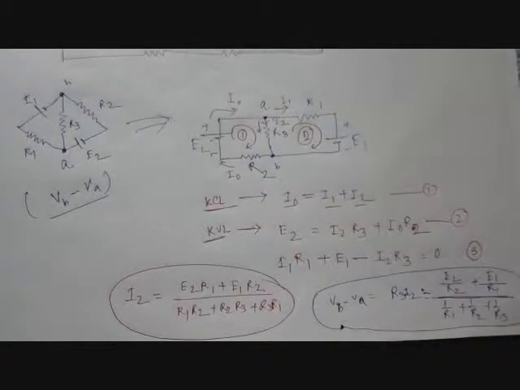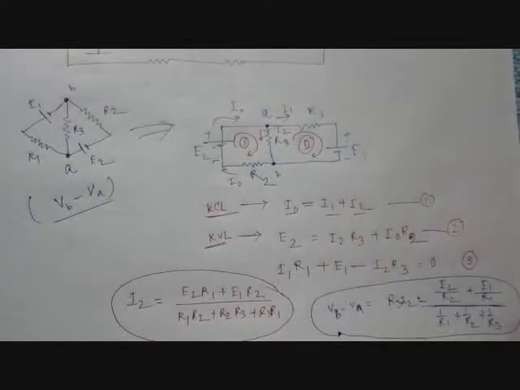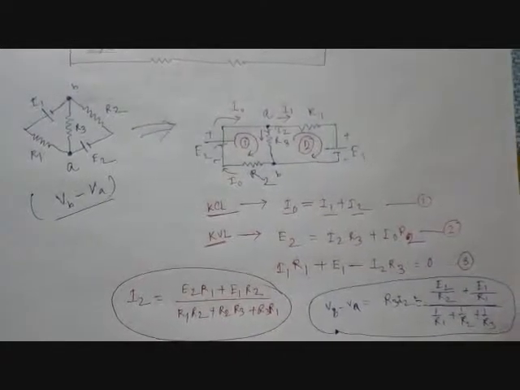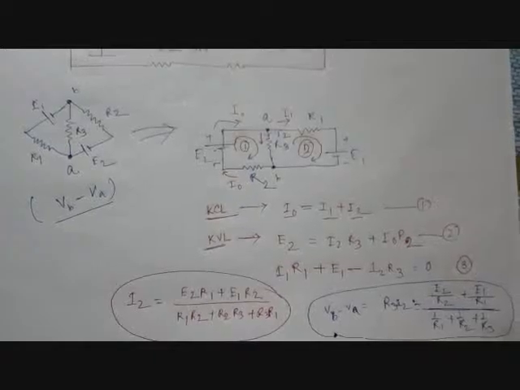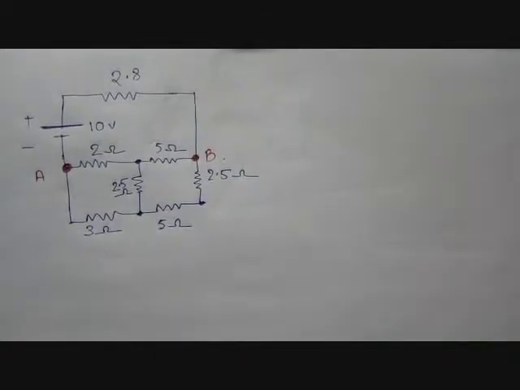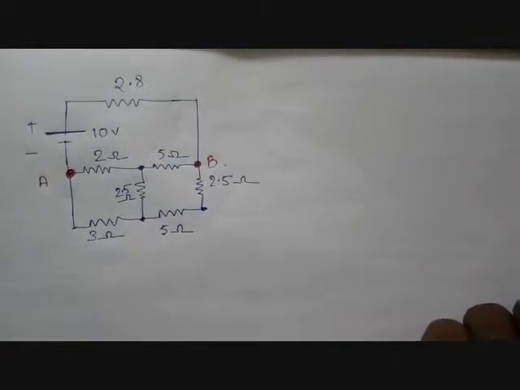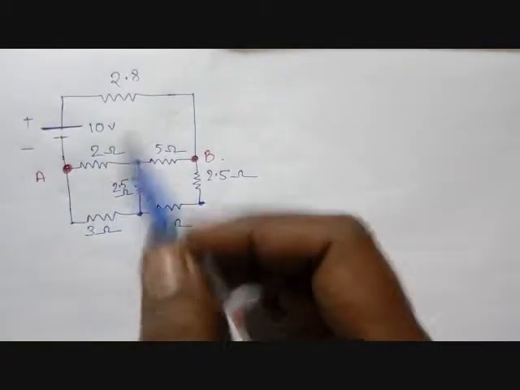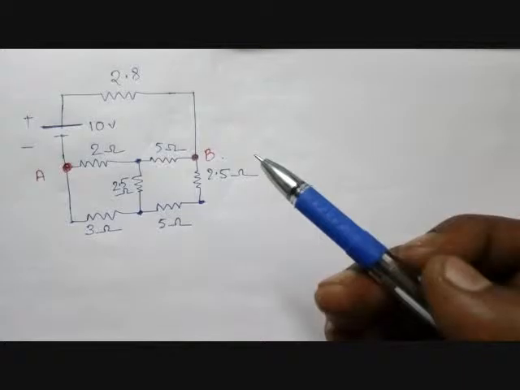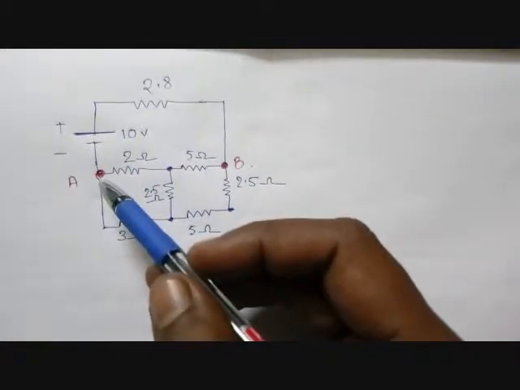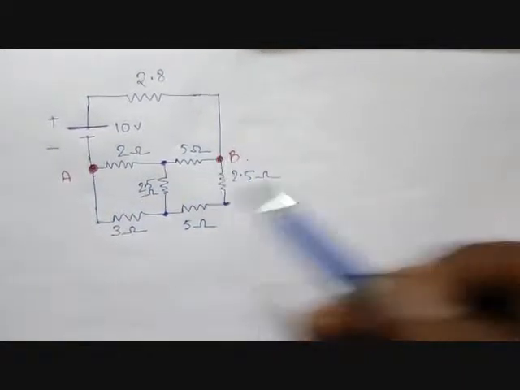You can solve these three equations using Cramer's rule also. In my next tutorial, I'll surely show that. Now let's check out another problem. We have a circuit again. We have a voltage source or a battery. We have a few resistors connected like that. Now we have to find out the voltage difference between A and B.